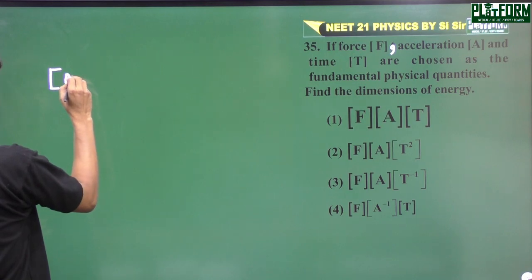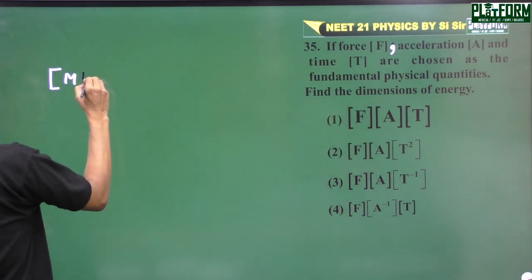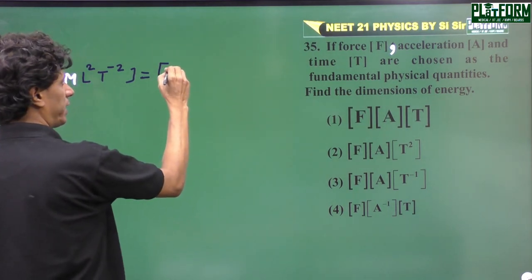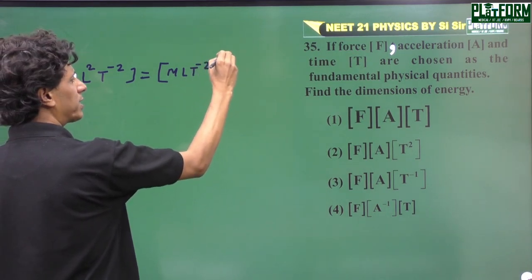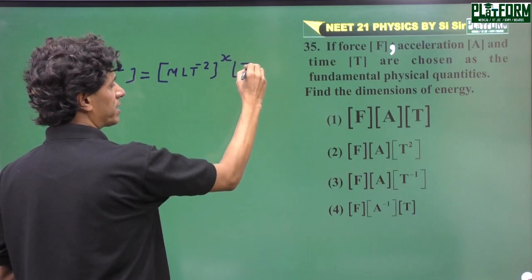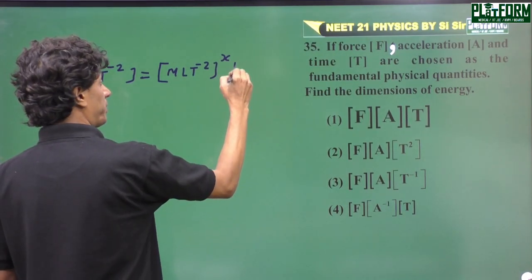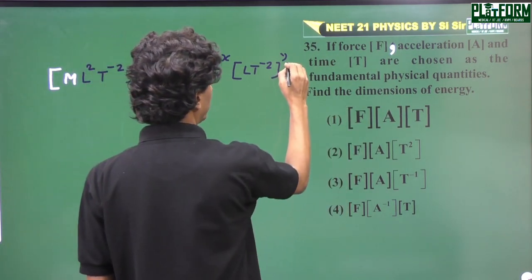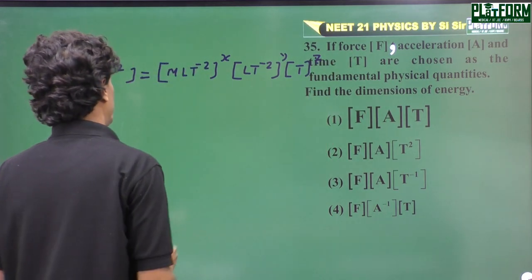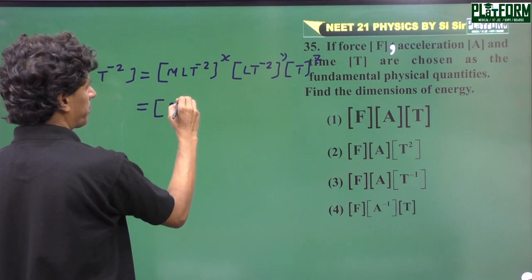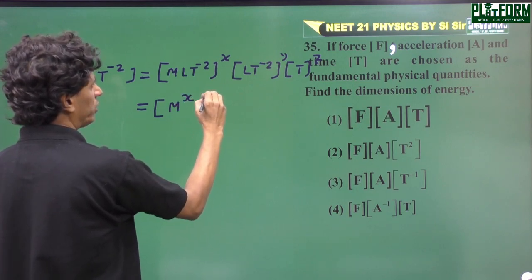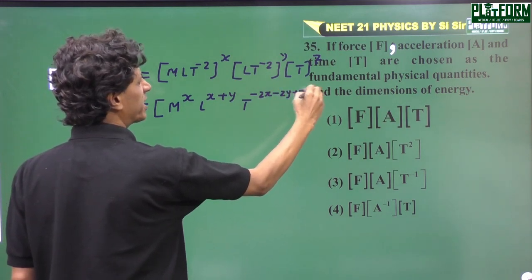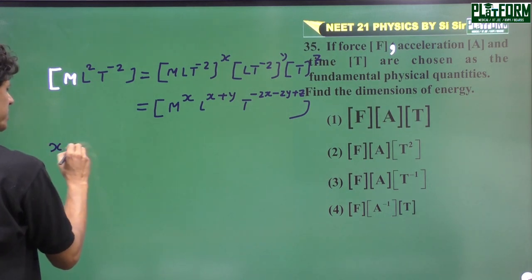The dimension of energy is M L square T to the power minus 2. This is the dimension of energy. The dimension of force is M L T to the power minus 2, let us say to the power x, and the dimension of acceleration is L T to the power minus 2, to the power y, and the dimension of T is T to the power z. So by just comparing, we can say M to the power x, L to the power x plus y, and T to the power minus 2x minus 2y plus z. Just by comparing, we can get x is equal to 1.